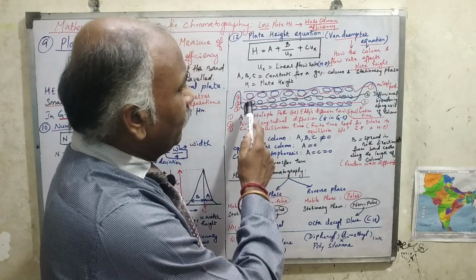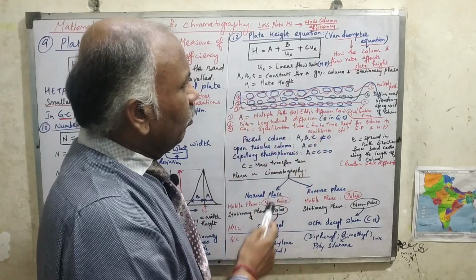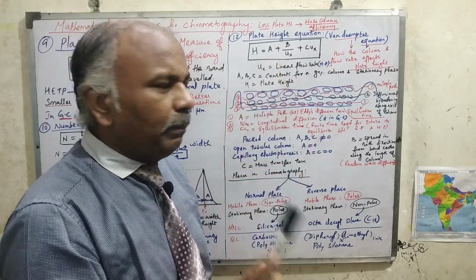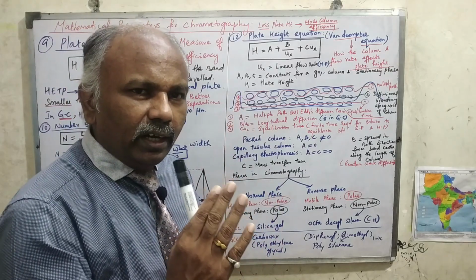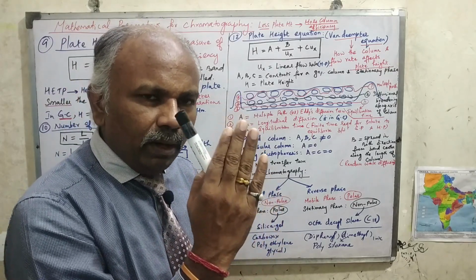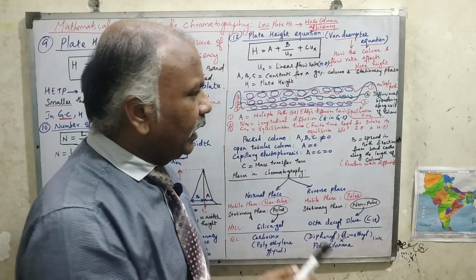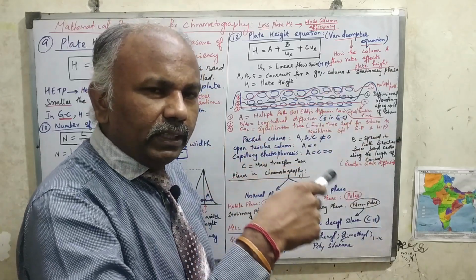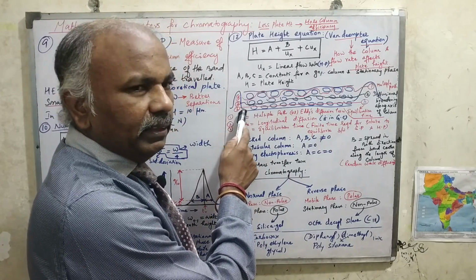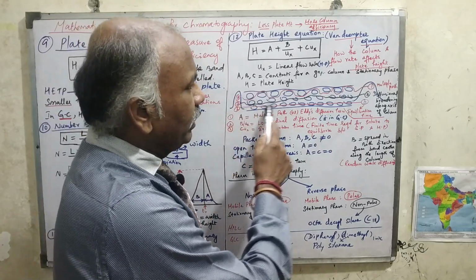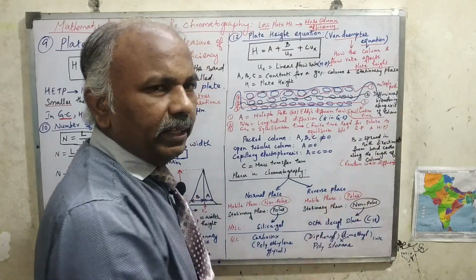So if you look at this diagram, what is this A value? A is the multiple path term. Whenever the sample moves through the column, as I told already, diffusion takes place. There is band broadening taking place. So initially it will have this type of peak, then when it is moving through the column, you will be getting this type of broadening, right?